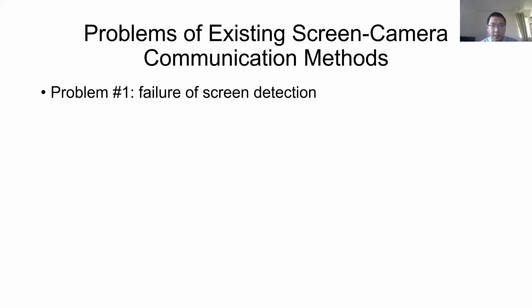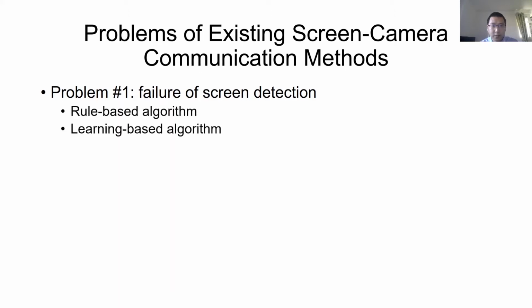The first problem is the failure of screen detection. There are two main types of screen detection algorithms, the rule-based one and the learning-based one. The rule-based one uses some rules to detect the corners, edges, and finally the quadrilateral of the screen. ChromaCode uses the rule-based algorithm. The learning-based one uses some machine learning models to detect objects, including the screen.